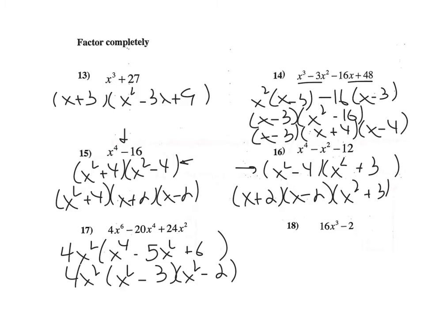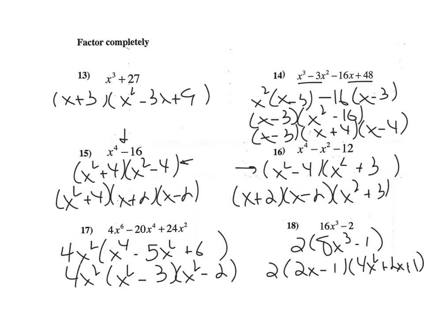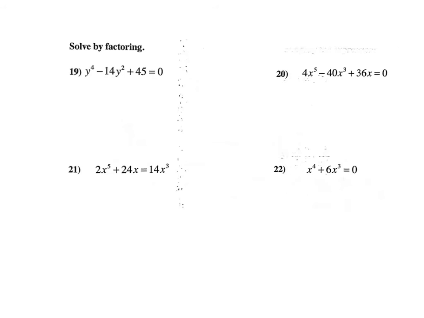And the last one, also take out a 2 because that's a GCF. That'll leave 8x cubed minus 1. So I'm going to have 2x, small, big, sorry about that. Cube root, square the first one, multiply together, change sign, square the second one. There's the factor.